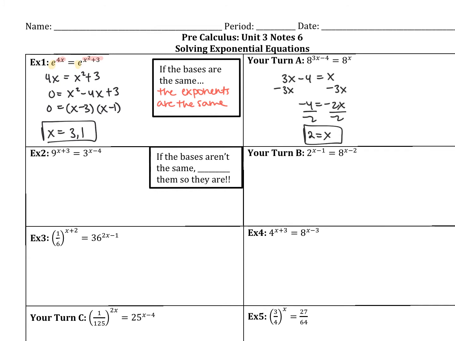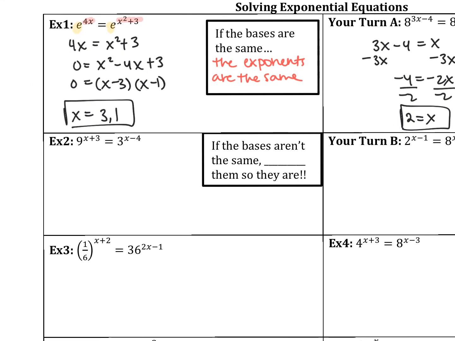All right, did you get x equals 2? Let's go to example 2. If the bases aren't the same, so in this case I have base 9 and base 3, then you need to rewrite them so that they are the same. So for instance, I can write 9 as 3 to the second power, to the x plus 3 power, and this is 3 to the x minus 4 power.